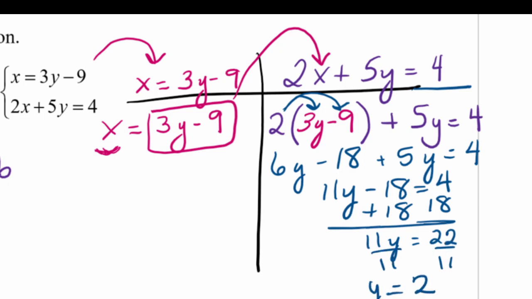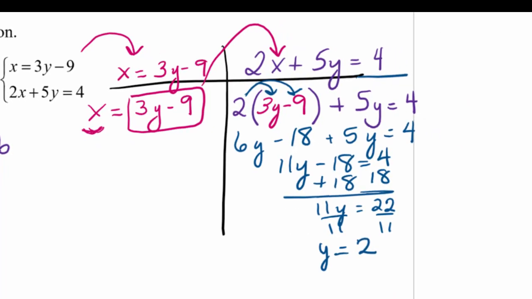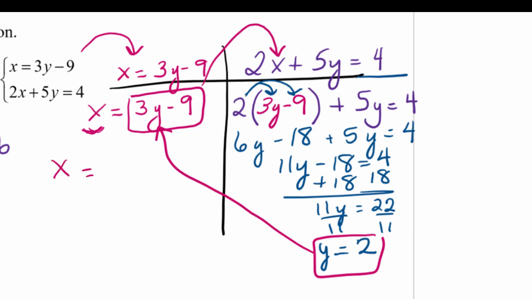So we've now solved for the y value of the point of intersection. We need the x, don't we? So we're not done. So we're going to take this value of y and bring it back to the left and substitute it up there. So we get x equals 3, and then the y was 2, we just found that, minus 9. So 6 minus 9 for x equals negative 3.